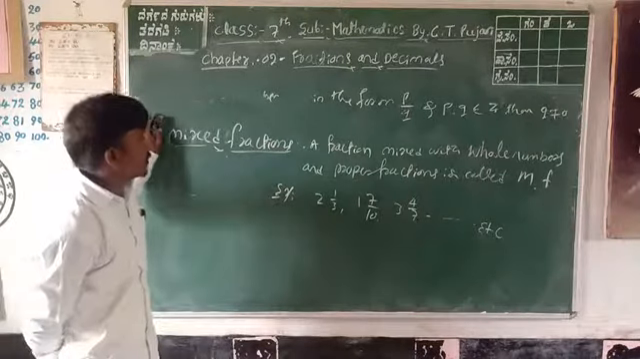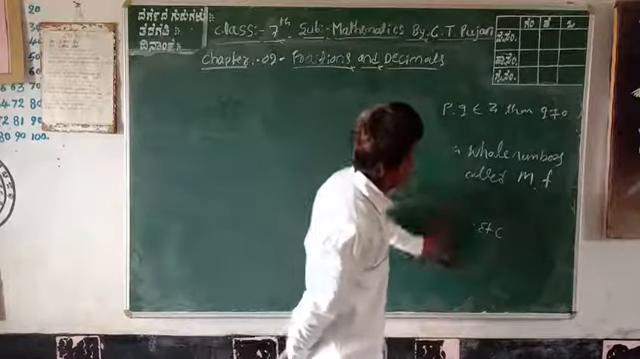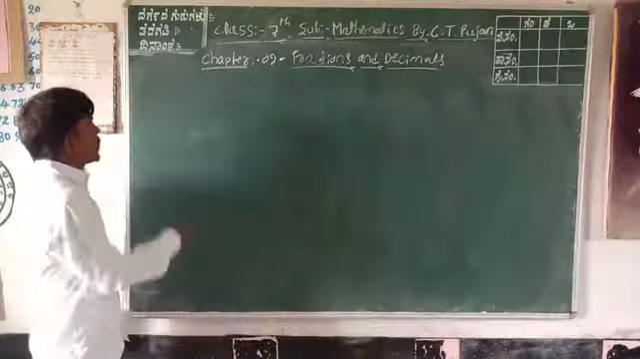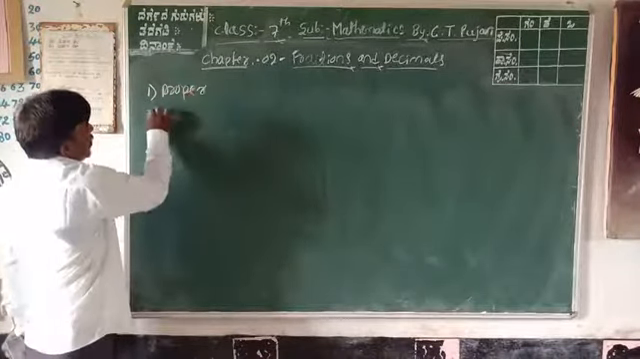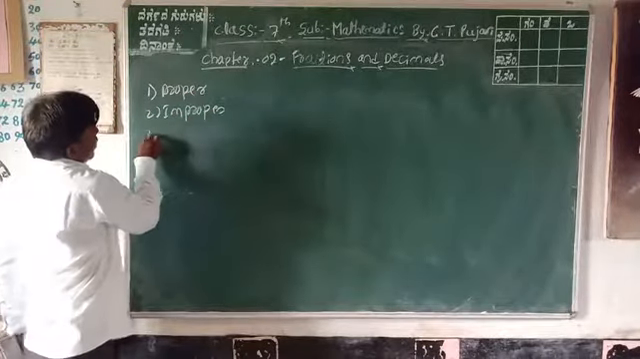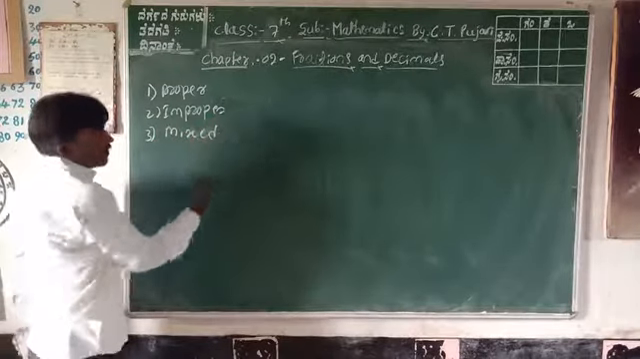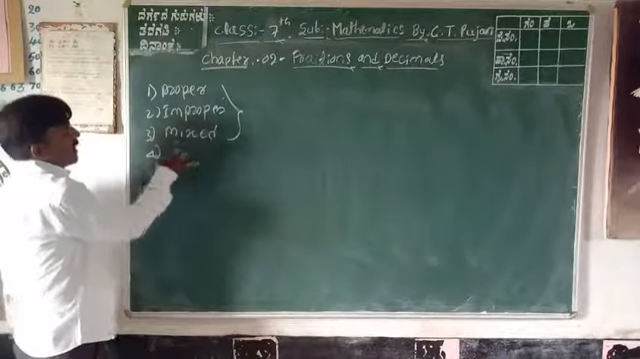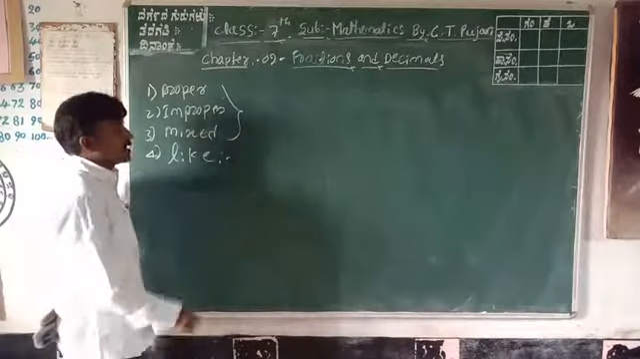Like fractions are here. In fractions, proper is most important. The second one is improper. The third one is mixed. These all are most important in your practice. The next one is like fractions. What are like fractions?